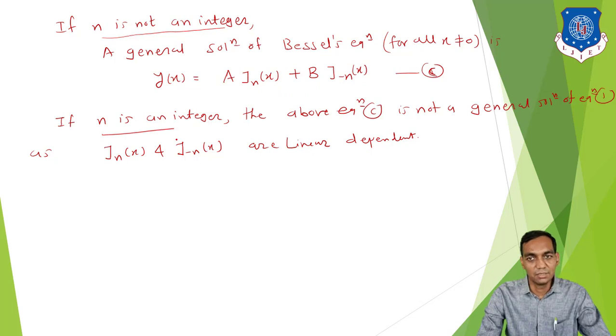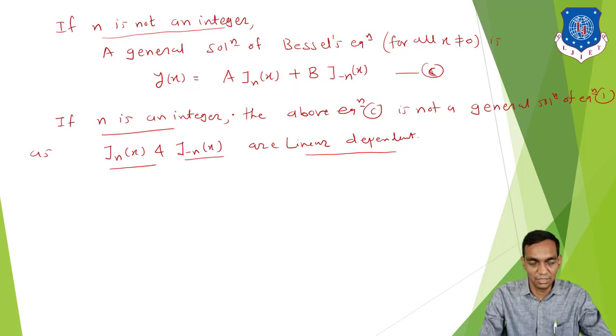If n is an integer, then this is not going to be the solution of equation 1, as Jn and J of minus n are linearly dependent. In that case these two are going to be linearly dependent, and you have to apply case 3.